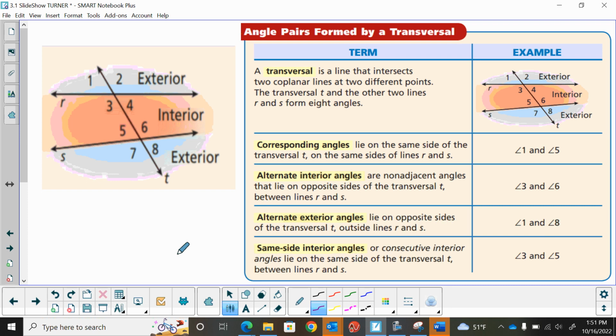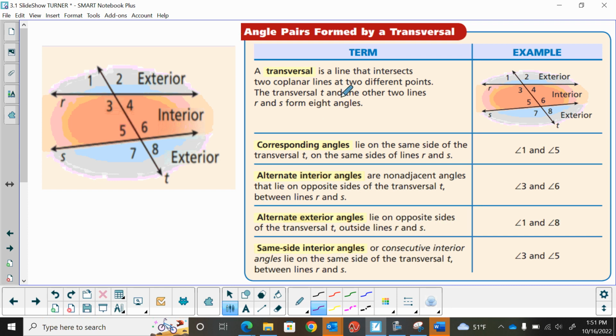So the first term there is a transversal, which is a line that intersects 2 coplanar lines at 2 different points. So I've enlarged this diagram over here to the left on my screen. So notice here we have 3 different lines, and there's 2 different intersections. So line T is going through line R and then through line S. So T is the transversal, okay? It's intersecting 2 different lines at 2 different points, okay?